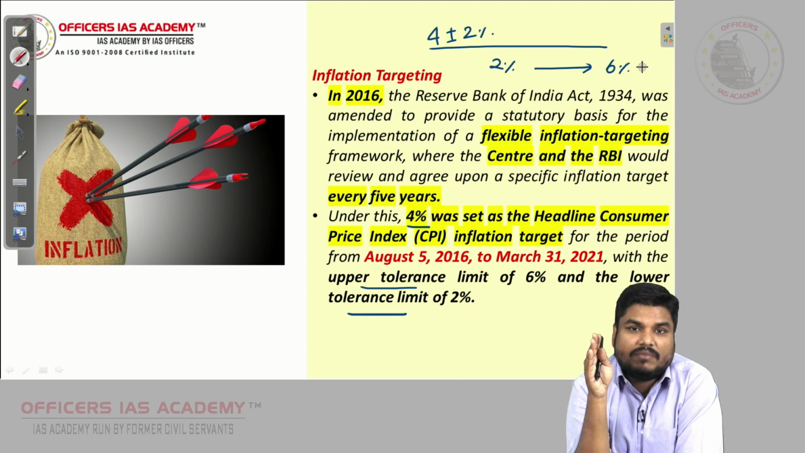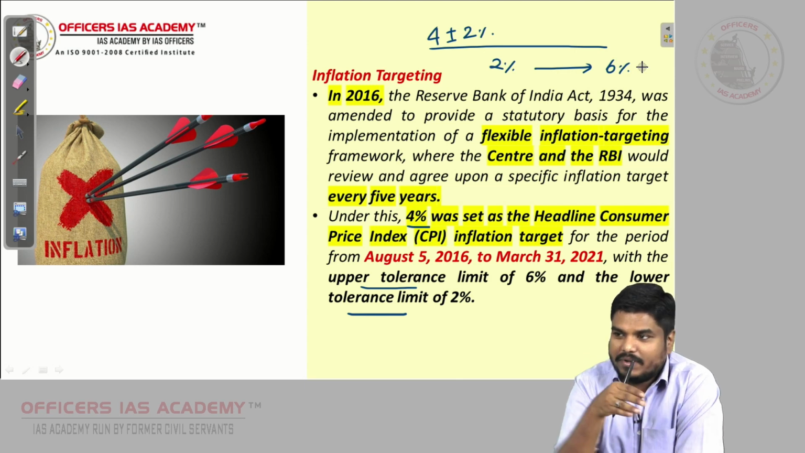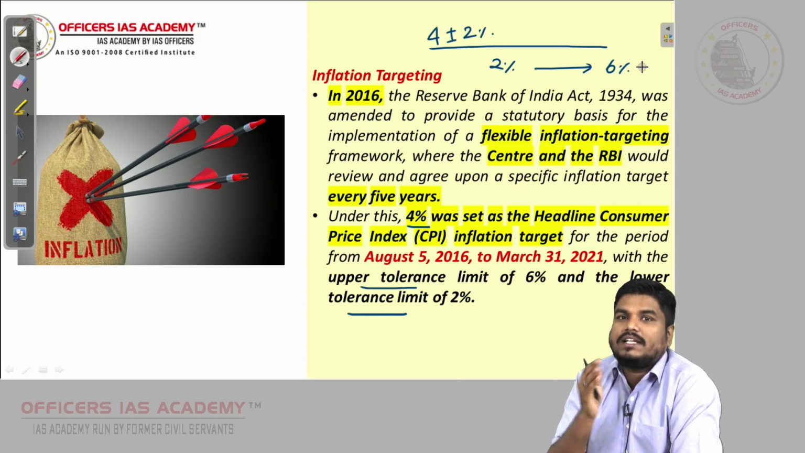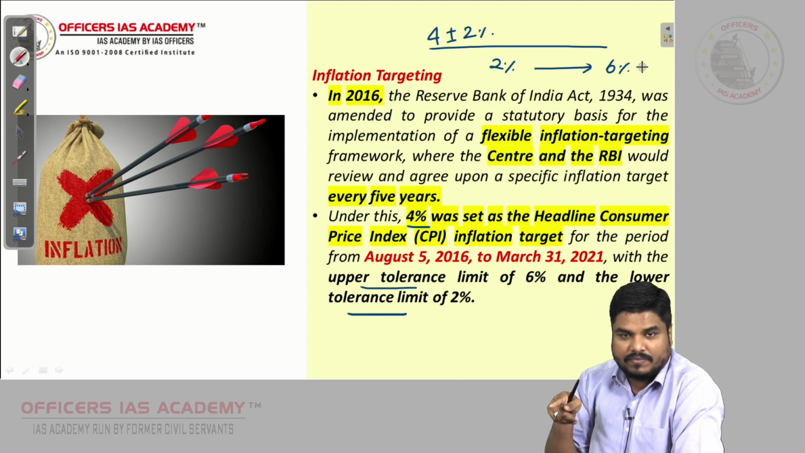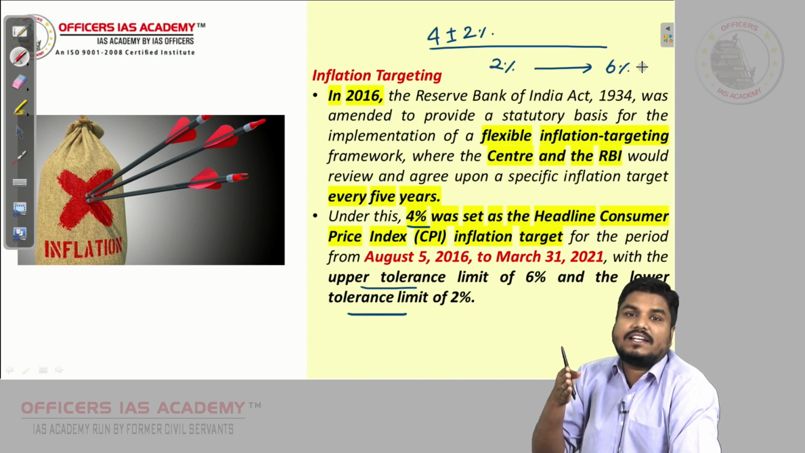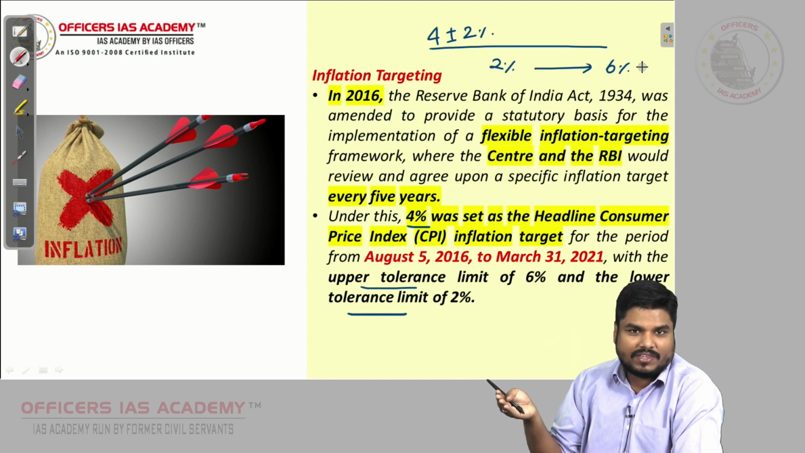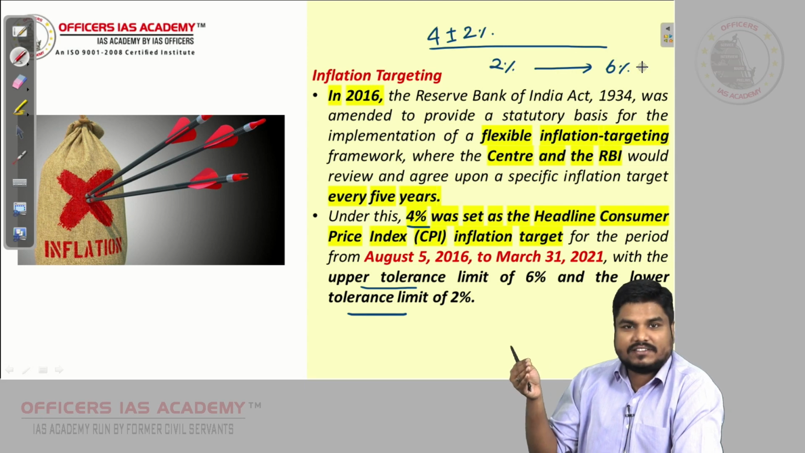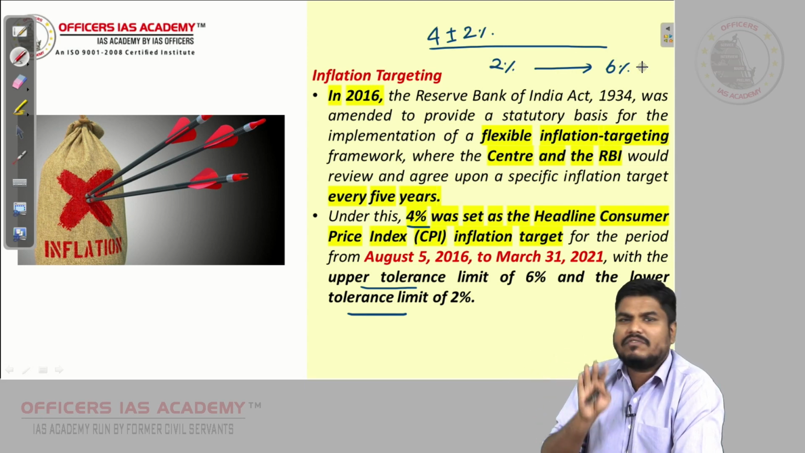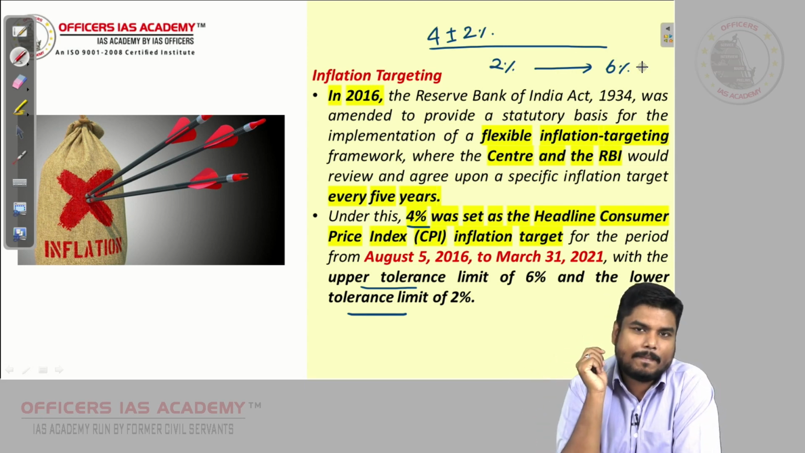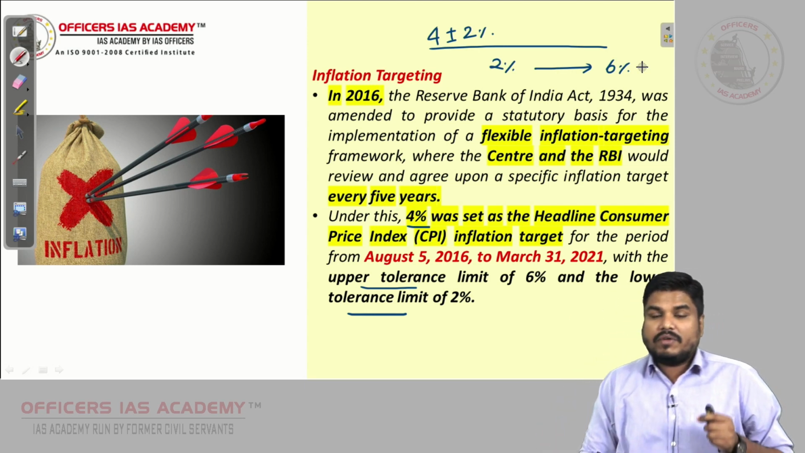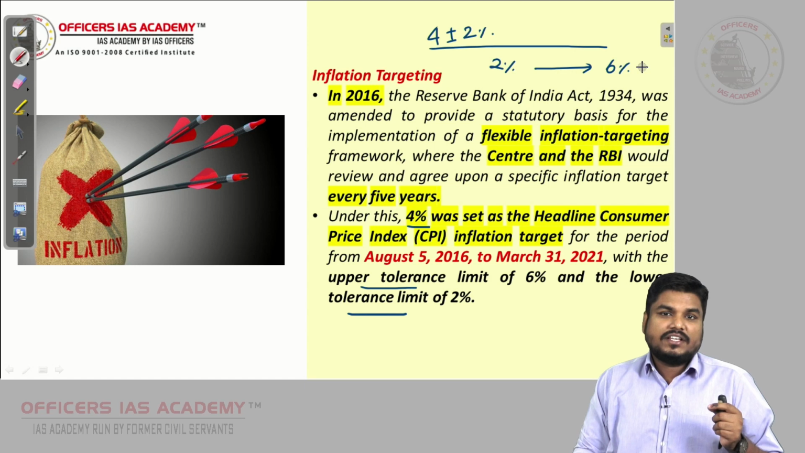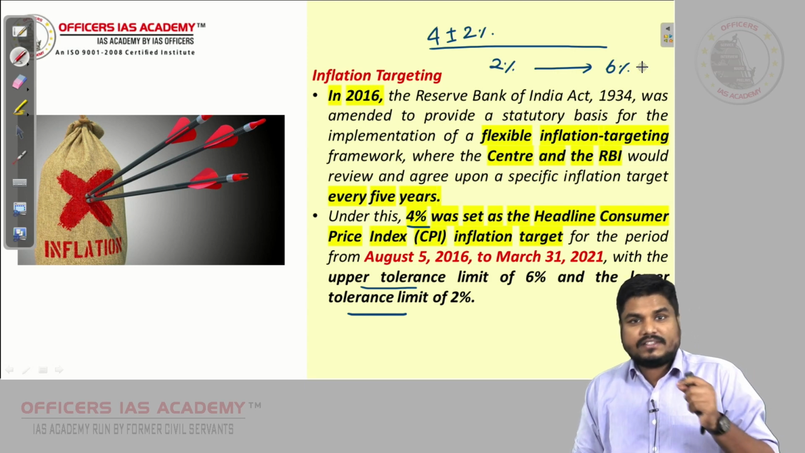By March 2021, it is coming to an end. So now it came to an end. Now, what did the government do? The government had a discussion with RBI, and both agreed on extending this target for another 5 years, till 2026. The inflation target is going to be 4 plus or minus 2 only. Now, which inflation are we going to target? Whether we are going to target the consumer price index or the wholesale price index.